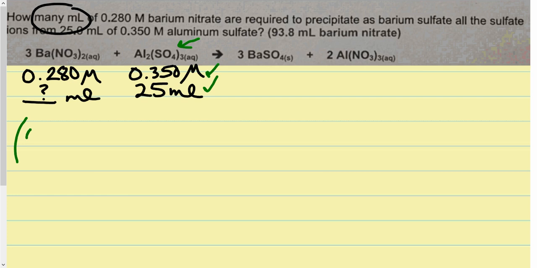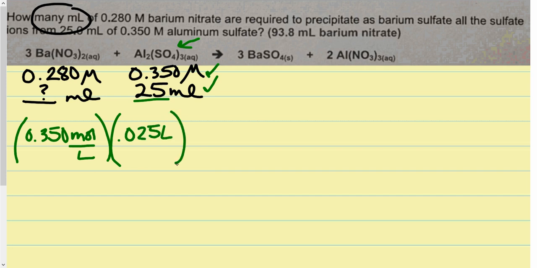Taking the molarity of 0.350, we're going to rewrite that as moles per liter. And we're going to multiply molarity times volume. So in this case, our volume happens to be 25 milliliters. We're going to move our decimal point over 3 places to the left to convert that into liters. And again, from the format standpoint, we have molarity and we're multiplying by volume. When we do that, the volume unit cancels and it leaves us just with moles. And in this case, this is the aluminum sulfate.